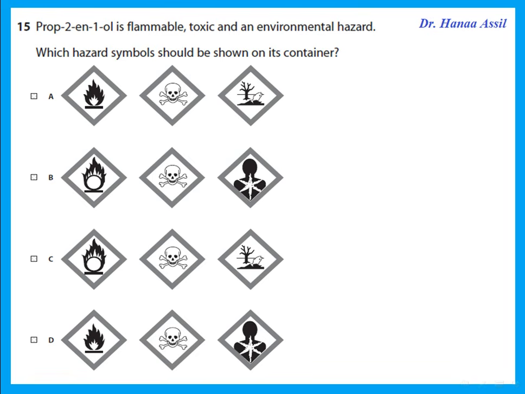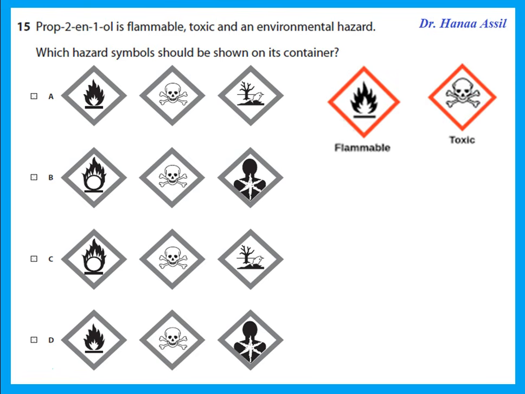Prop-2-en-1-ol is flammable, toxic, and an environmental hazard. Which hazard symbol should be shown on its container? You should know the symbols for flammable, toxic, and environmental hazard. So you should see that flammable is this hazard symbol, and toxic should be the one with the skull. Environmental hazard is the one in which a fish is dying.